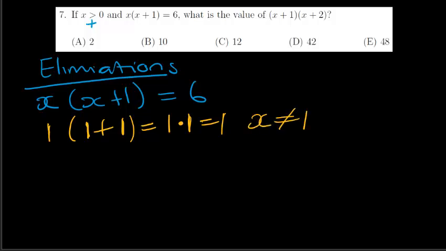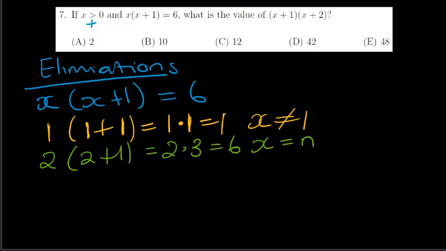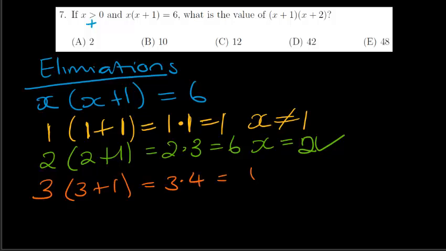Okay, let's try another one. Let's say 2 times (2 + 1) is equal to 2 times 3, which equals 6, which means x is equal to 2. That makes sense. So we can do 3 again and then continue. So if I said 3 times (3 + 1) is equal to 3 times 4, which equals 12. So x does not equal 3. And you can continue with 4.